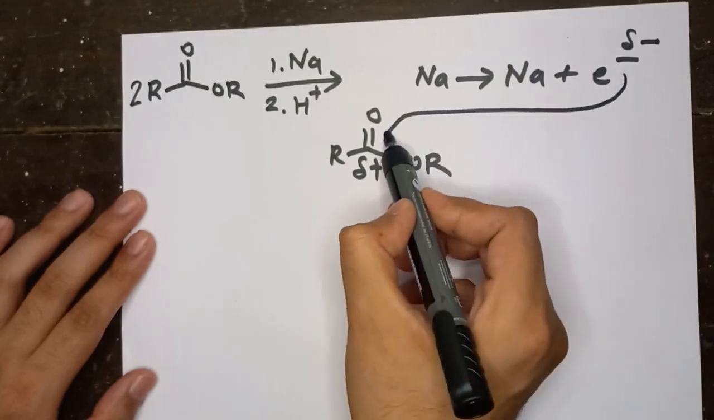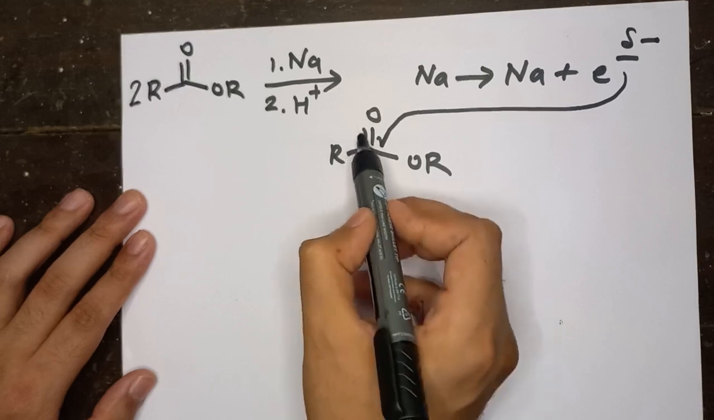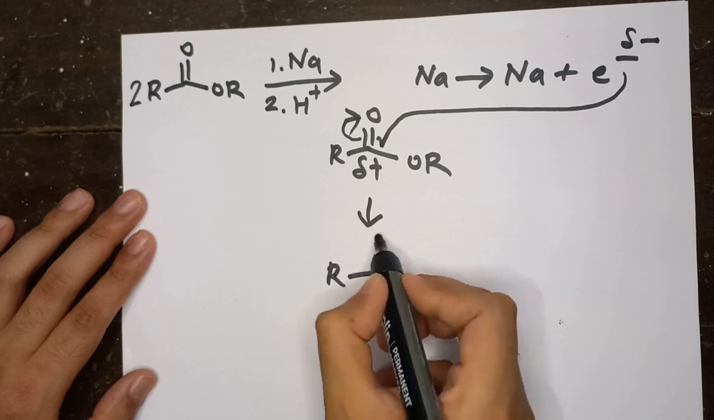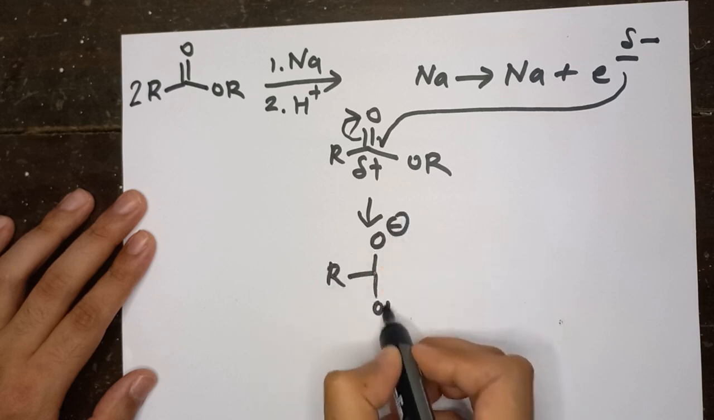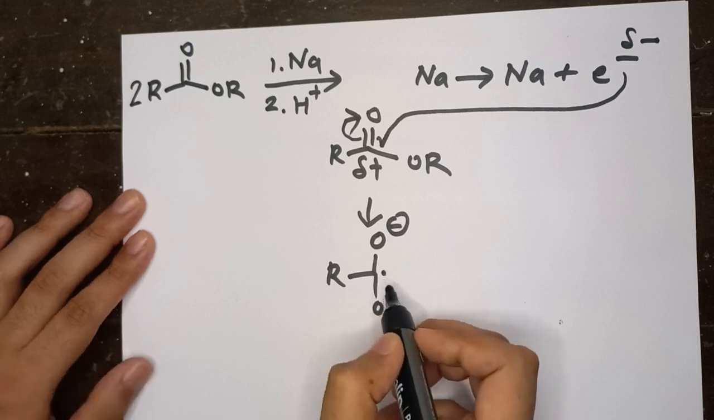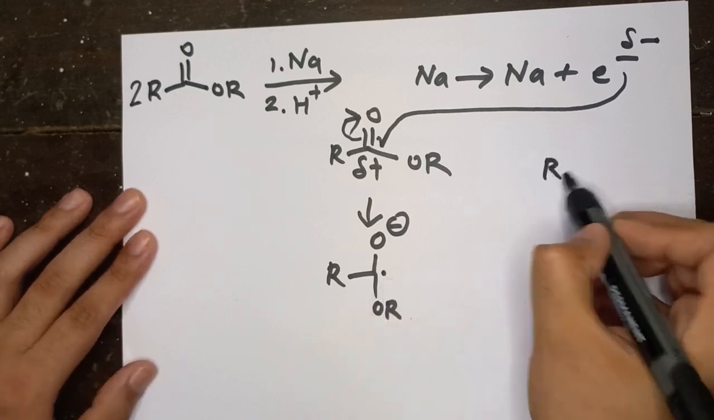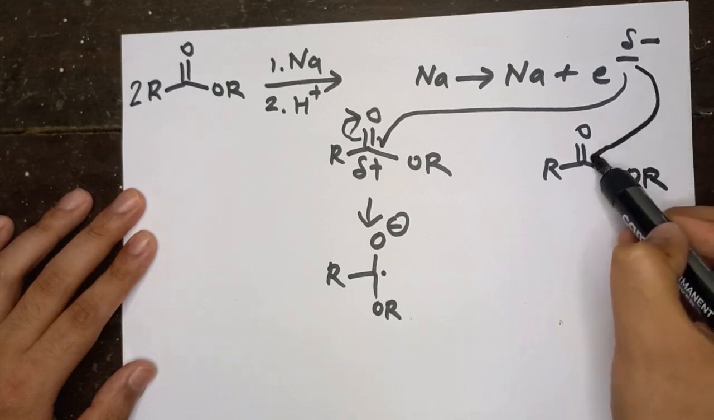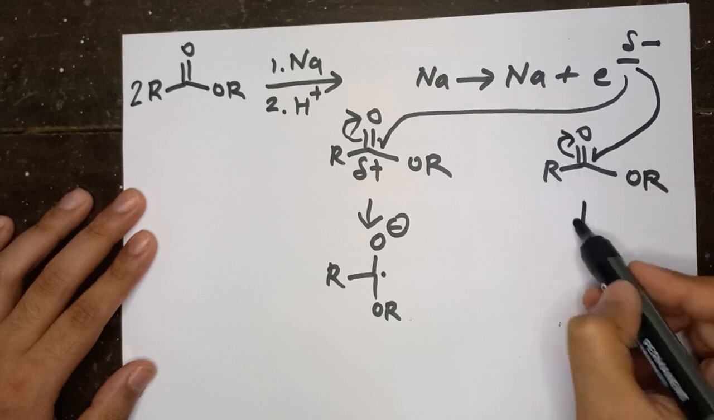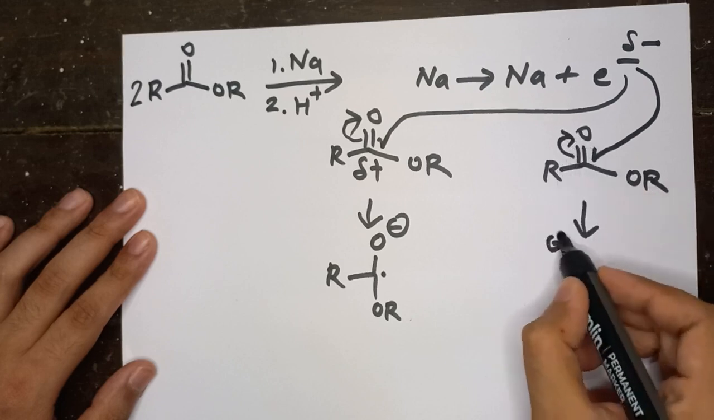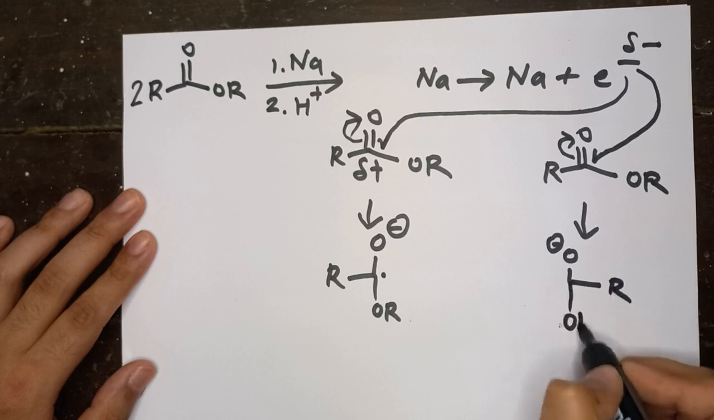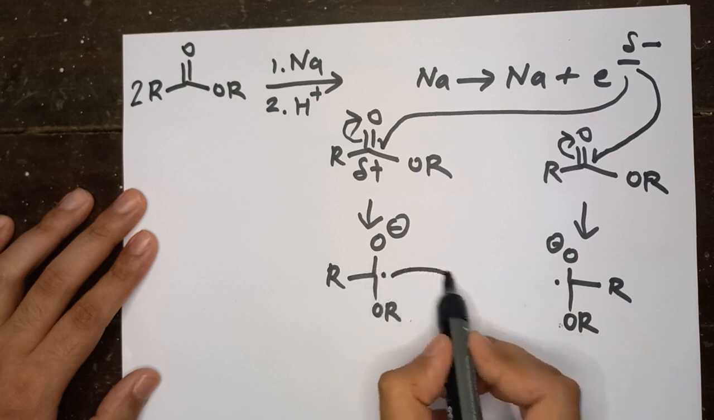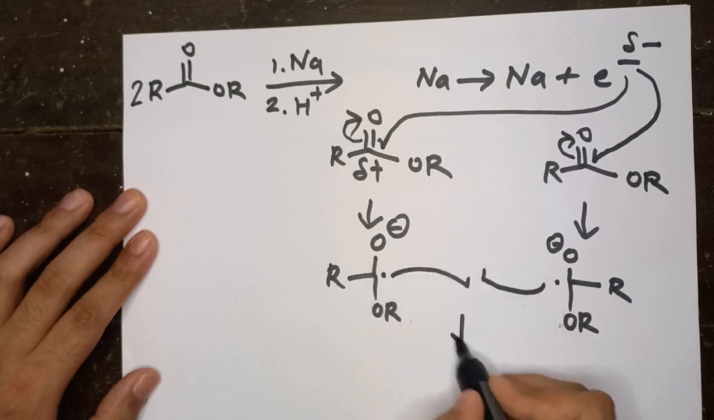So this will attack at this center. This carbonyl bond will break and this will form oxygen bearing a negative charge and one electron sitting at this carbon. Similarly, another molecule of ester will come. In the same fashion, this will also open up and we have another molecule with an electron. Now these two molecules will come closer and they will combine.